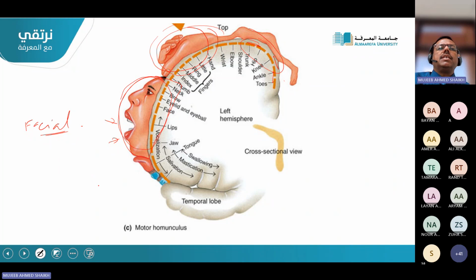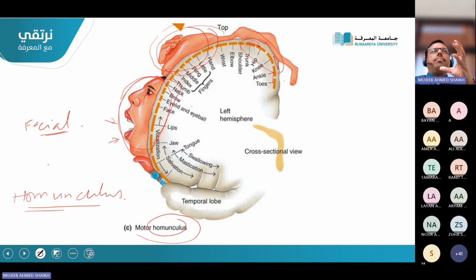This picture is known as the homunculus. What is the homunculus? It is nothing but the representation of the body parts on the brain, on the cortex. So how the face is represented, how the mouth is represented, how the muscle of the back is represented, and if you draw it in picture form, it is known as the homunculus, the human body representation over the cerebral cortex.